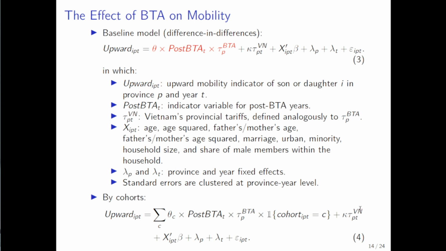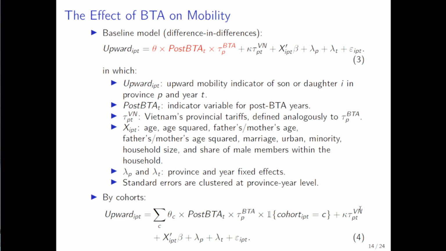We have a baseline model here. So you saw our definition of upward mobility: 1 if the child's occupation is better than the parents', and 0 otherwise. And we have a post-BTA dummy. After 2001, it becomes 1. Prior to that it is 0. And that is interacted with this tariff cut, the BTA tariff cut, which is at the province level.